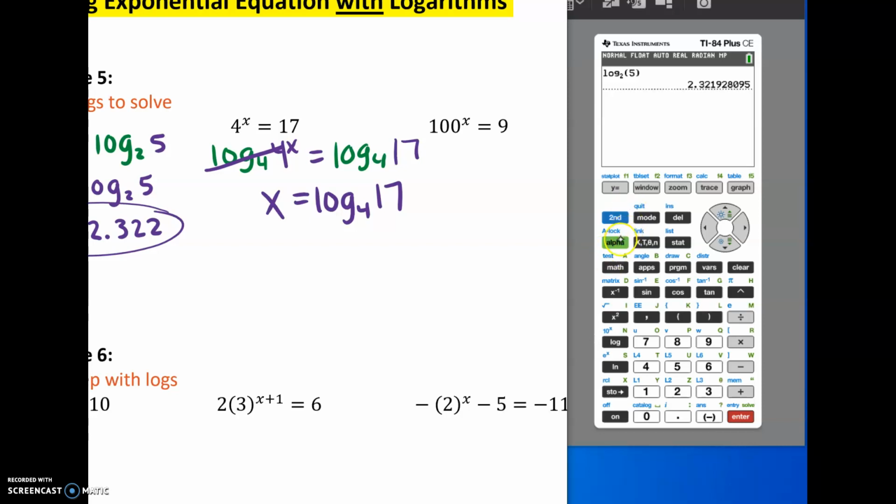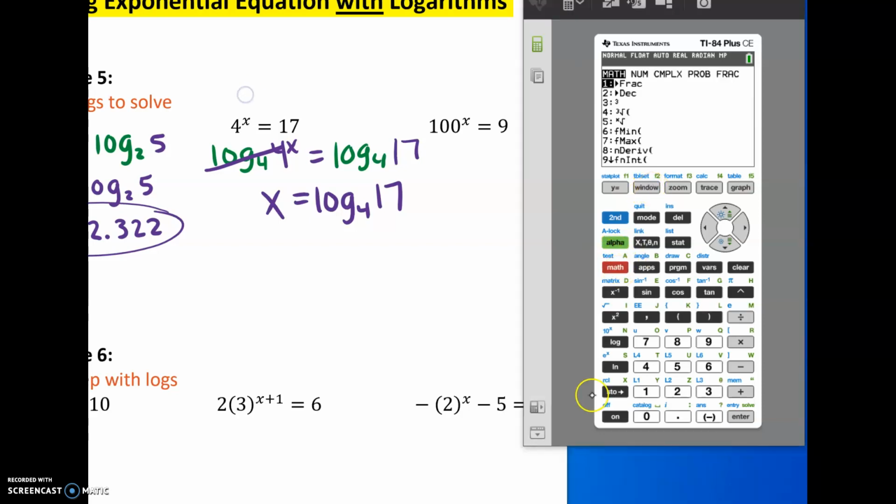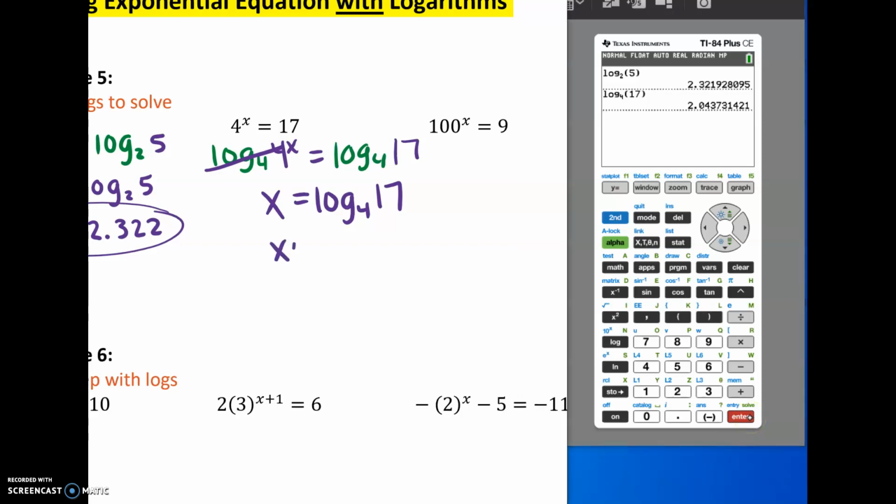Last time I did alpha window 5, this time I'm going to show you another way. So if you go to math and scroll down, past the letters. Oh, I went too far. So it's part A. If you hit enter there, that's just another way to get that pulled up. And then you can type in your base and your 17. So x will be approximately equal to 2.044.